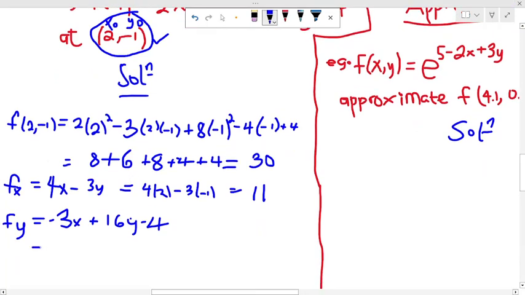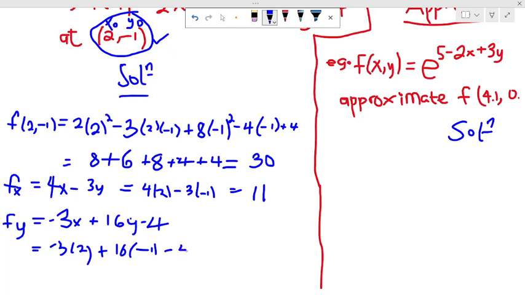Now with our point, we have negative 3 times 2. Now we have 16 times negative 1. Now minus 4. So now we have negative 3 times 2 gives us negative 6. Now 16 times negative 1 gives us negative 16, adding up to give us negative 22. Now negative 22 minus 4 gives us negative 26.